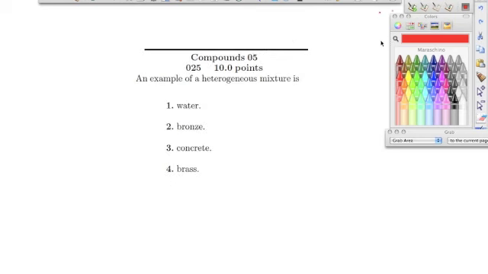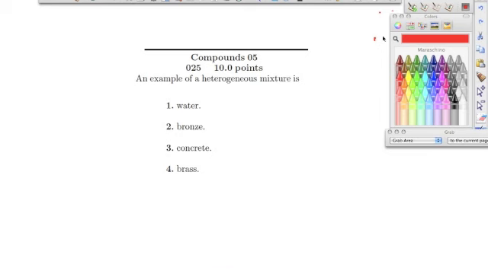Okay, moving on to number 25, it says an example of a heterogeneous mixture is, and we have water, bronze, concrete, and brass. When we're looking at these, we have to know the difference between a heterogeneous mixture and a homogeneous mixture. A heterogeneous mixture means that we can see the particles within the mixture. We can see the things that are actually mixed within it.